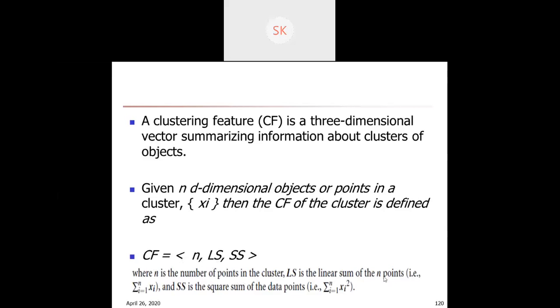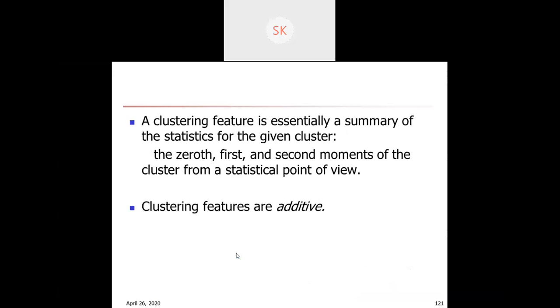LS is the linear sum of the n points, that is the summation of i equal to 1 to n of xi, and SS is the square sum of the data points, that is the summation of i equal to 1 to n of xi square. So a clustering feature is essentially a summary of the statistics of the given cluster, the zeroth, first, and second moment of the cluster from a statistical point of view.